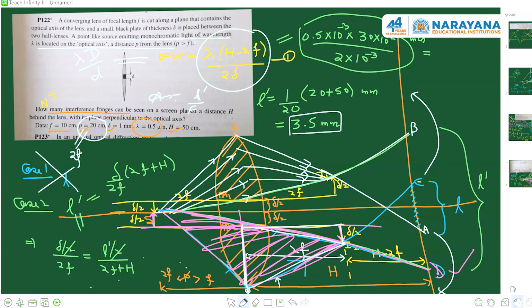You make the calculations. It comes out as 46 point something, about 46.6, I suppose. So you will say that approximately you have got 47 fringes. I mean, 23.3 fringes on the upper side and 23.3 fringes on the lower side.